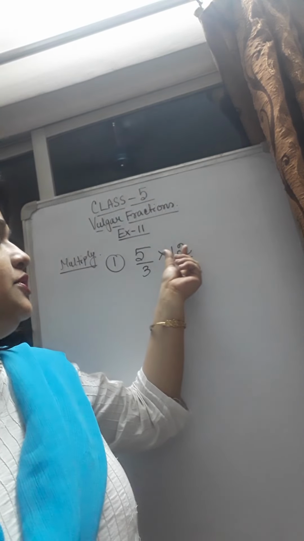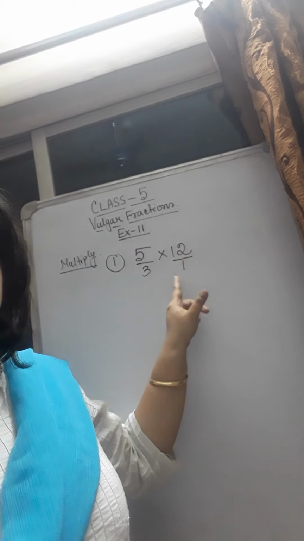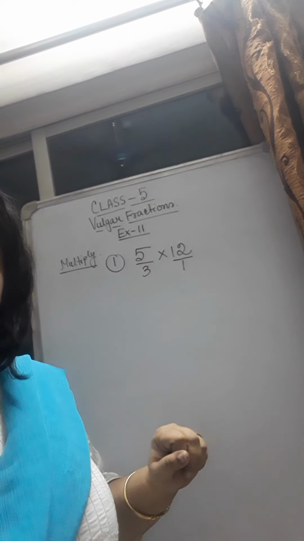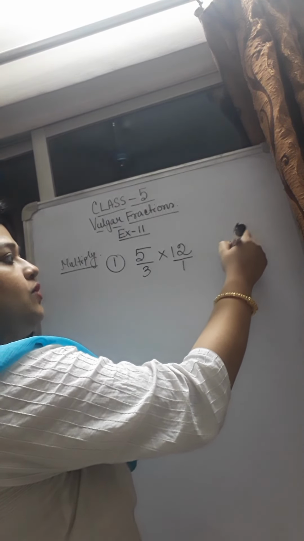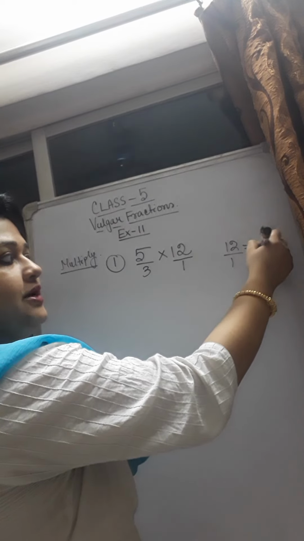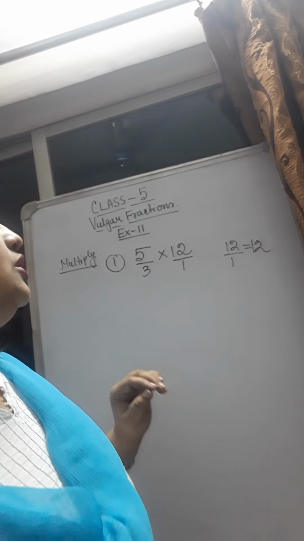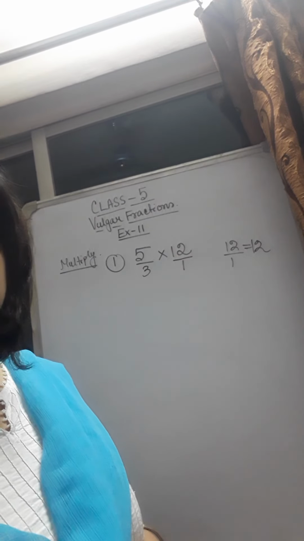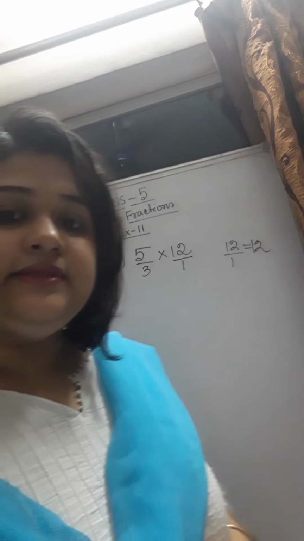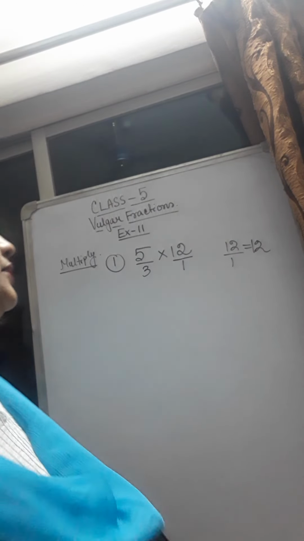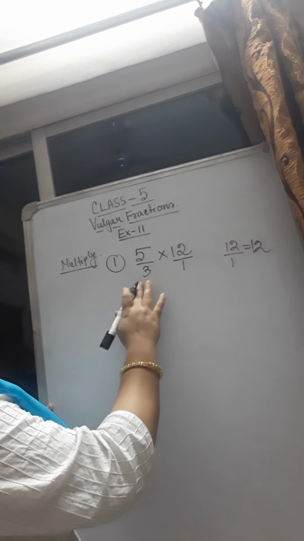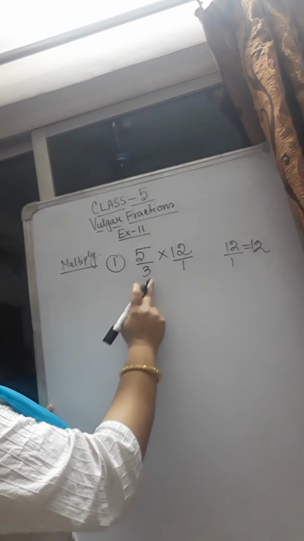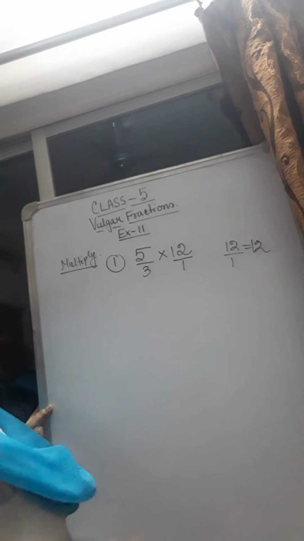So the original number given was 12. Even if I write it 12 by 1, that is equal to the number itself, that is 12. So anything divided by 1 gives you the number back. So here we are writing by 1 in order to write the whole number in the style of a fractional number. Now when both are written as fractions, each has a numerator and denominator.